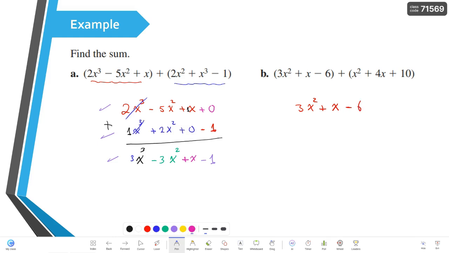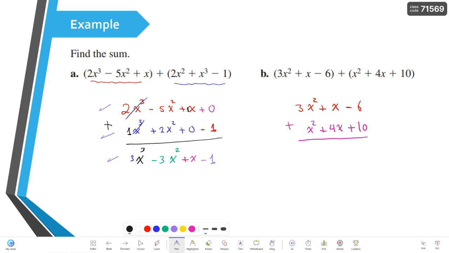The second step, we need to write the second polynomial, but we need to ensure that it's written in the standard form. And we can simply notice that it's already written in the standard form. So I'm going to write here x squared, then plus 4x, then plus 10. And then we need to find the sum of all the terms together.